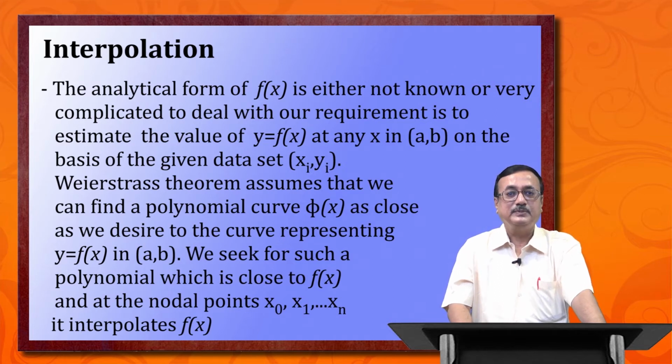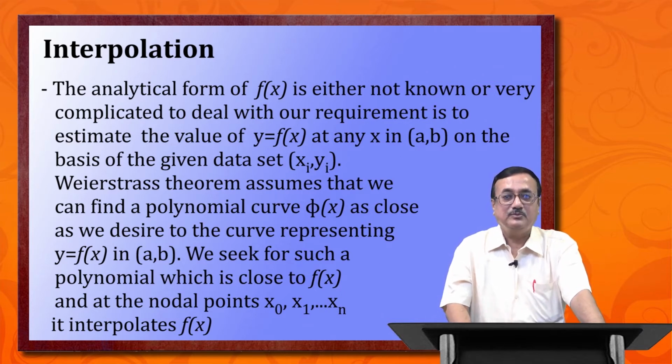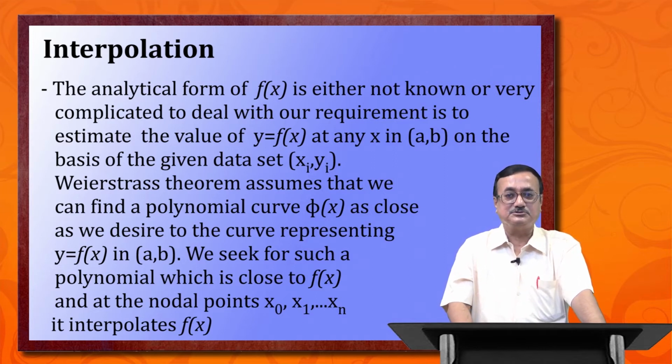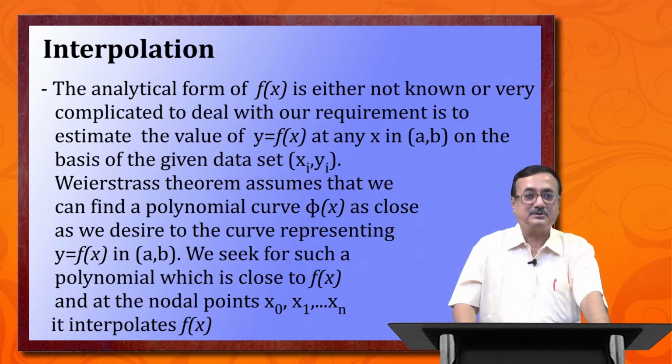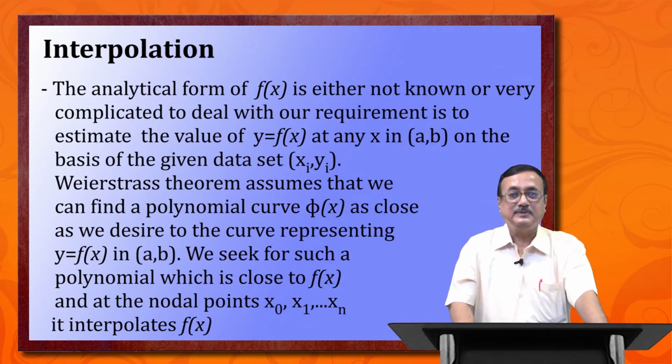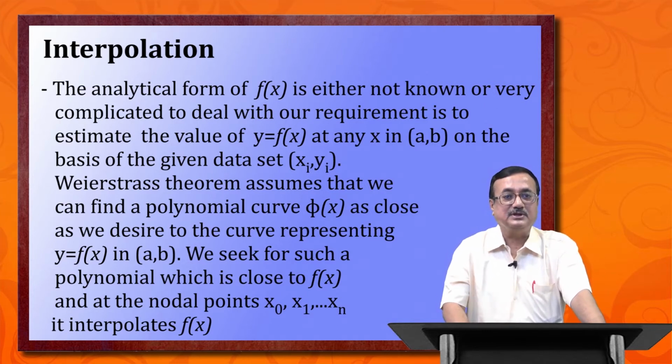So we have to estimate the value of y equal to f(x) at any point x in the region a to b on the basis of the given data set xi, yi. The Weierstrass theorem assures us that we can find a polynomial phi(x) as close as we like to the given curve y equal to f(x) in [a, b]. We seek such a polynomial which is close to f(x), and at the nodal points x equal to xi, phi(x) coincides with f(x).